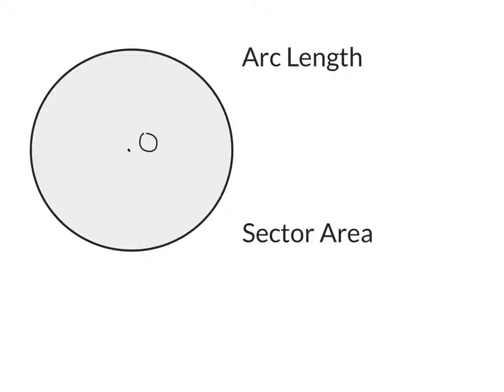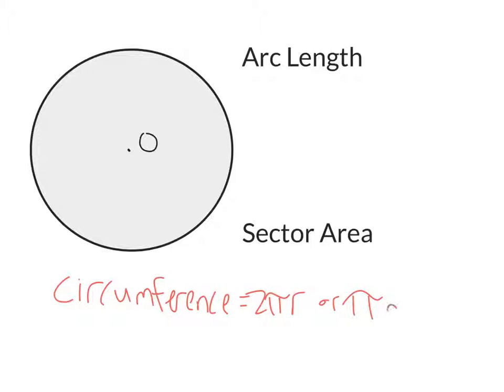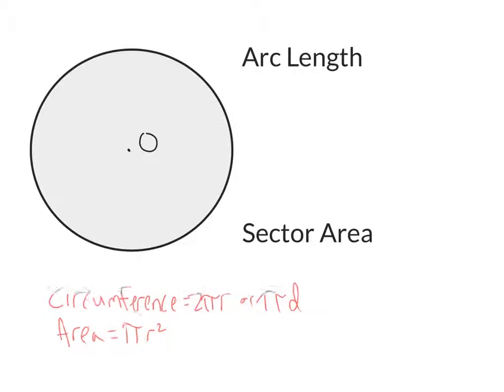All right, we're going to do a quick review here of arc length and sector area, something that we had way back in the first couple weeks of school. So you may not remember it, but they're both related to our circumference as well as our area. If we want an arc length, that's a portion of the circumference. Okay, so circumference is equal to 2 pi r, or pi times diameter. And our area is equal to pi r squared. Okay, so that's what I've got for my two formulas that we've used in the past.